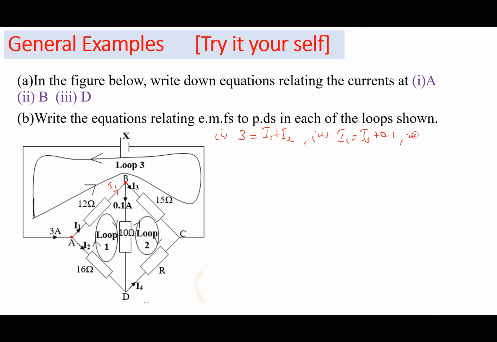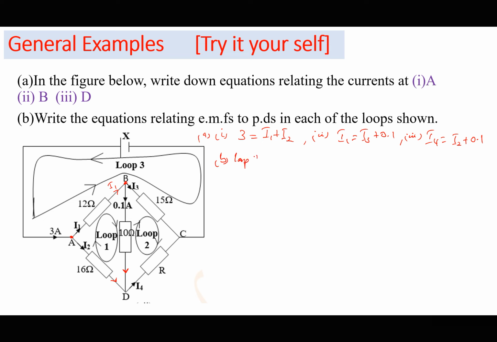Then Roman 3 at D. So at D we have 0.1 coming to D, I2 is coming to D, and I4 is leaving D. So I can say sum of currents entering equals sum of currents leaving. So I4, which is leaving, should be equal to I2, which is entering, plus 0.1, which is also entering. Okay, write the equations relating EMFs to PDs in each of the loops shown. So loop 1, so this is B.